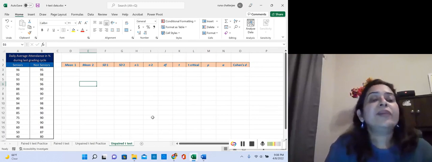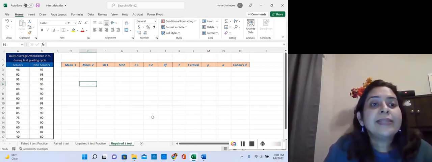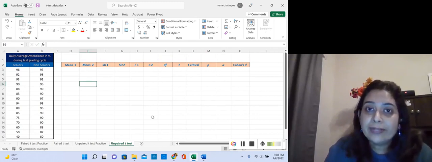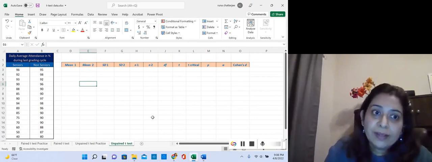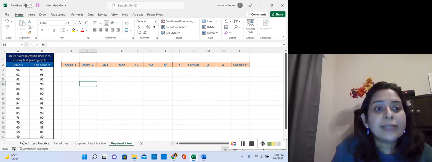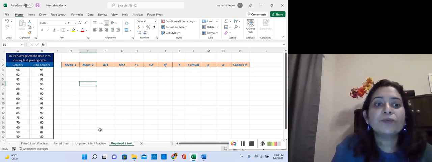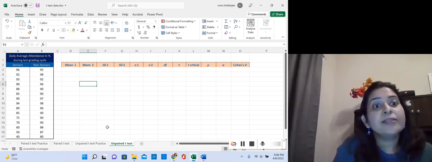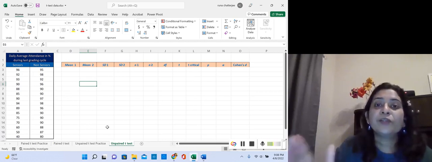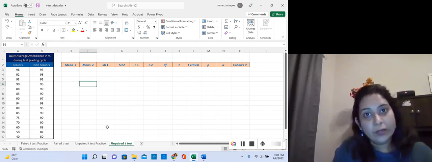The data I have here is daily average attendance in percent during the last grading cycle of the school year. And the two independent groups that I have this data from are a group of students who are seniors and another group of students who are not seniors. So the non-seniors could be freshmen, sophomores, or juniors. So there are two independent groups, seniors and non-seniors.